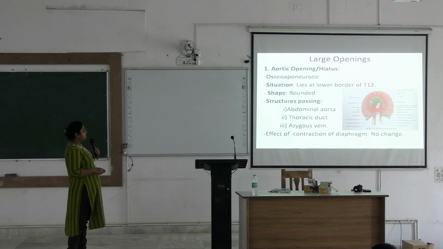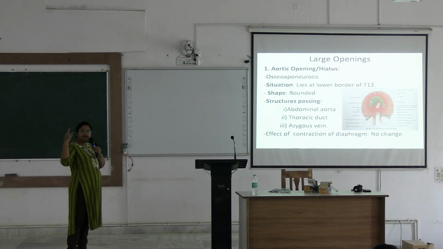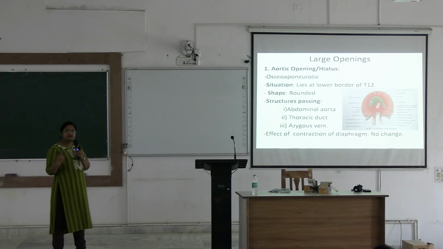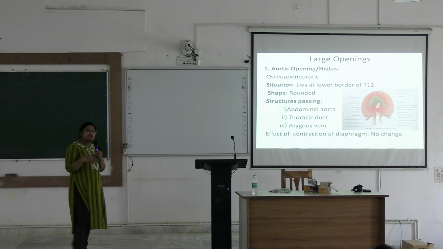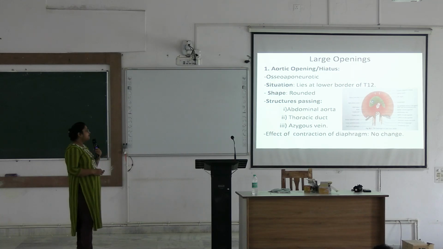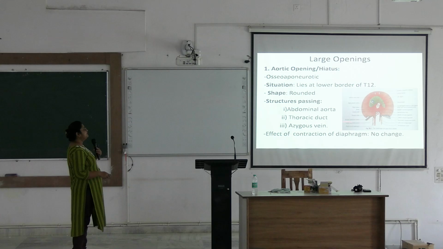Okay, the azygos vein is going upward, draining into the superior vena cava. The thoracic duct also starts from the cisterna chyli and enters the thorax, and the thoracic aorta descends downward as the abdominal aorta. And these three structures pass through the aortic opening. Okay, and as for the effect of contraction of the diaphragm, it has no change.